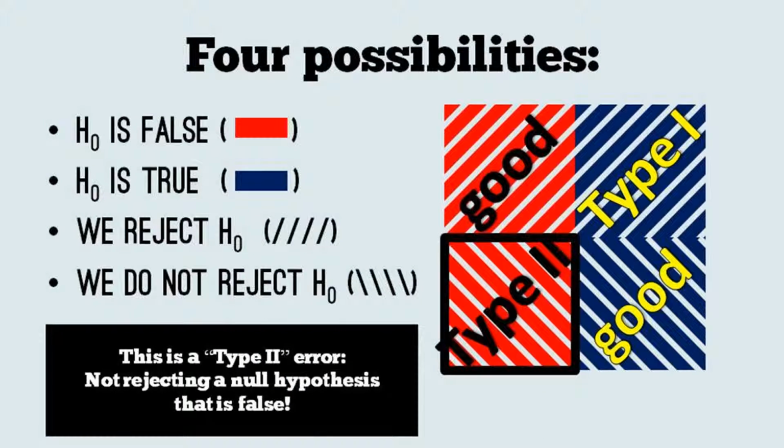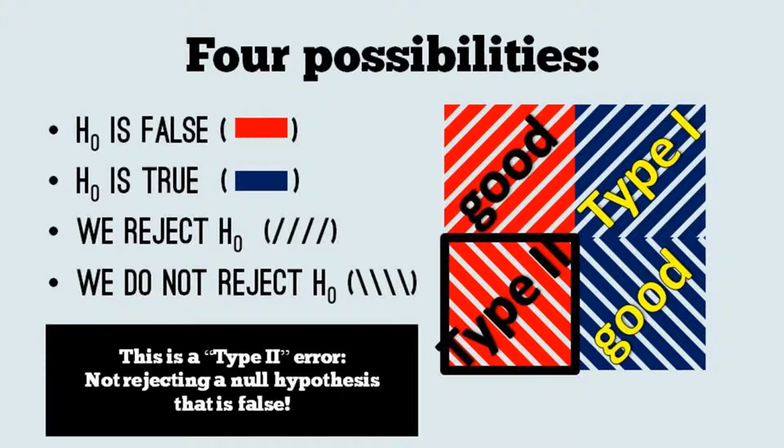The other type of error that can happen is the one in the bottom left corner here, and this is what's called a type 2 error. This is when you don't reject a null hypothesis, but the null hypothesis was actually false. This is when you decided, I can't say that there is a difference between Creighton students and UNO students in terms of height, but there really is.